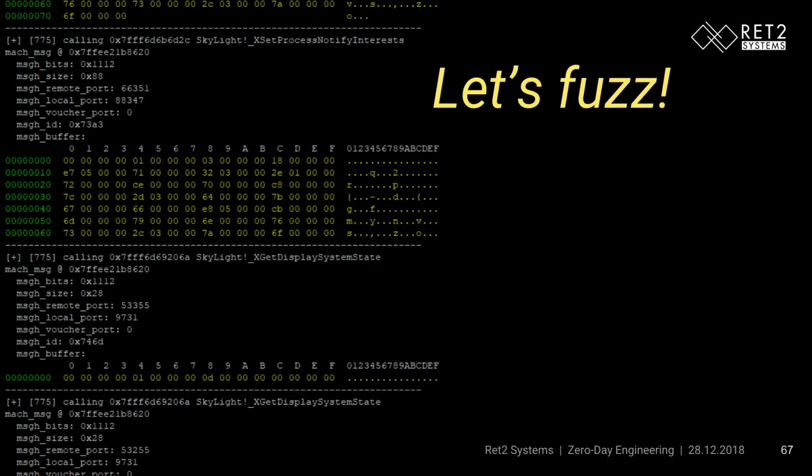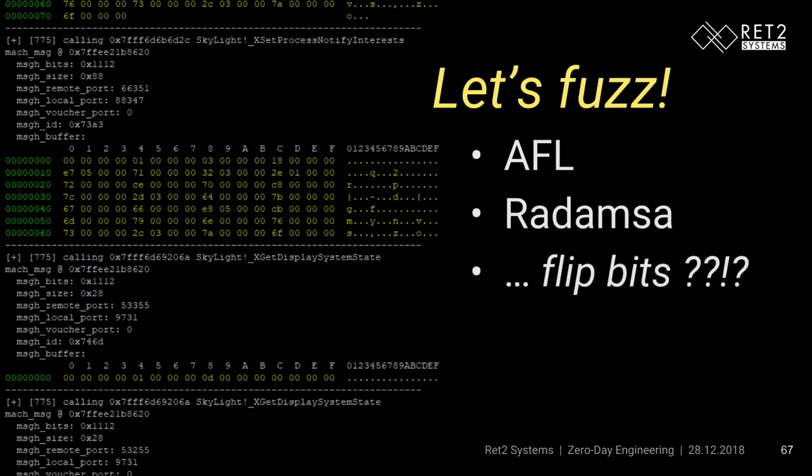So we see all this data coming through. We see all these crazy messages, all these unique message formats, all these data buffers that it's sending in. And this was just begging to be fuzzed. And so we said, OK, let's fuzz it. I remember we were getting all hyped. And I distinctly remember thinking, maybe we can jerry-rig AFL into the WindowServer. Or let's mutate these buffers with Radamsa. Or why don't we just try flipping some bits? And so that's what we did.